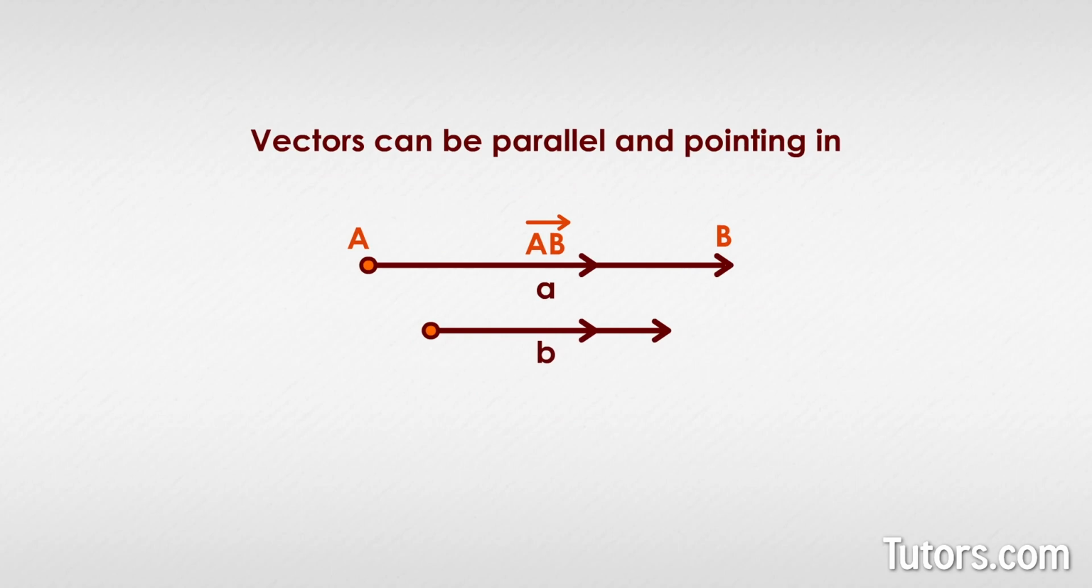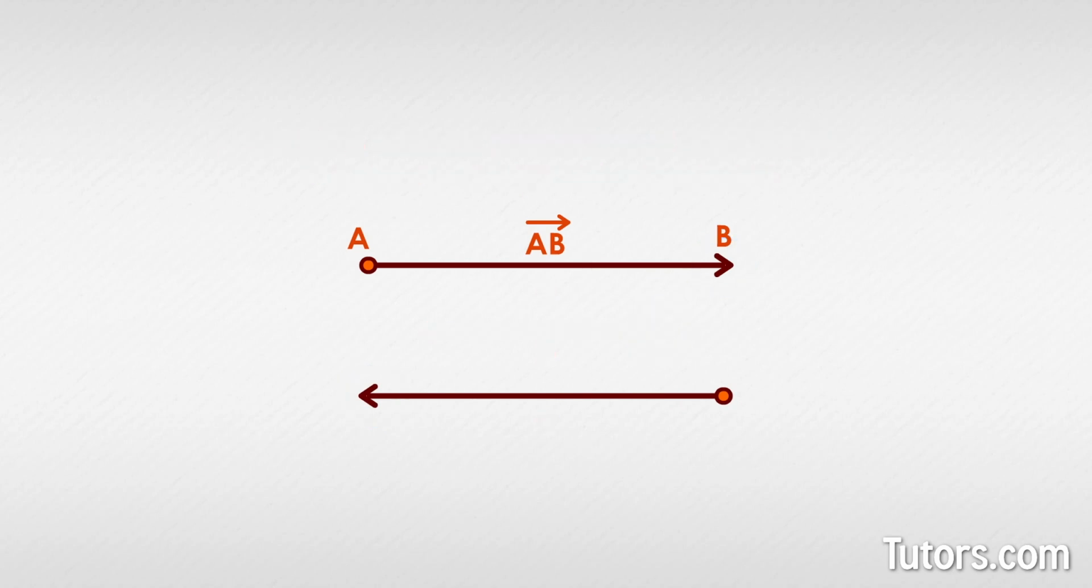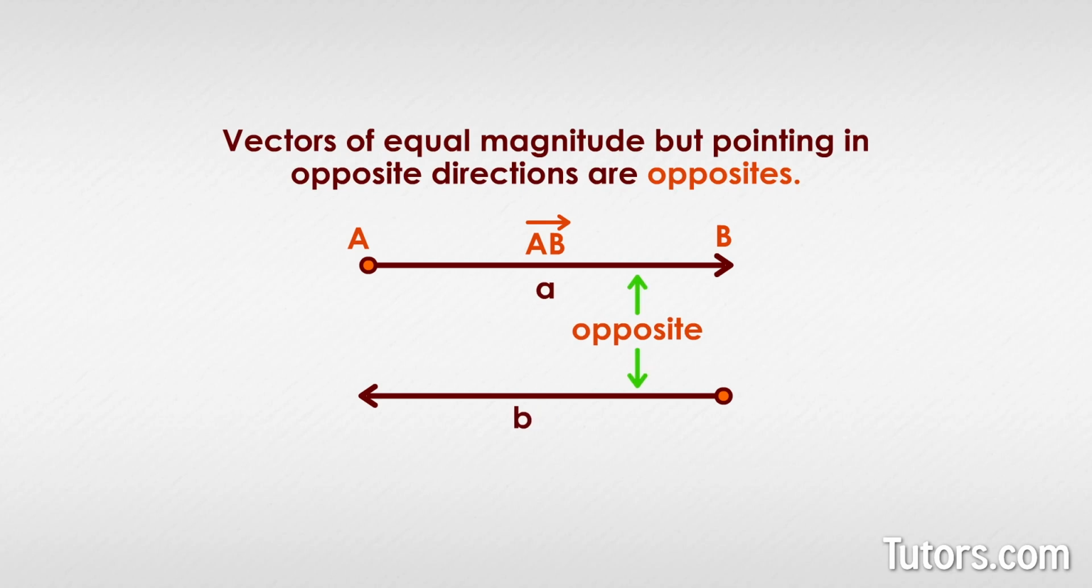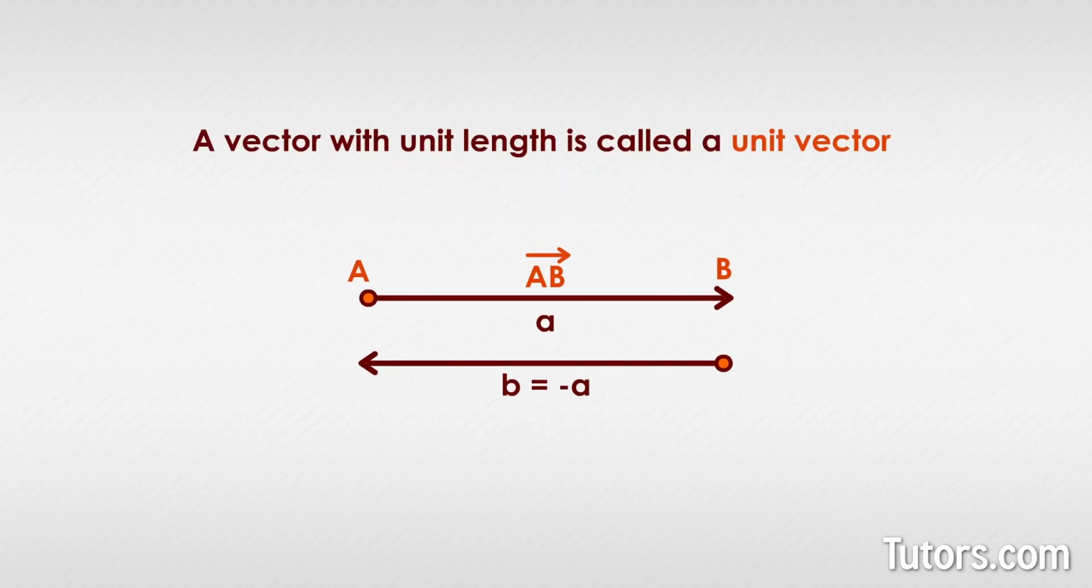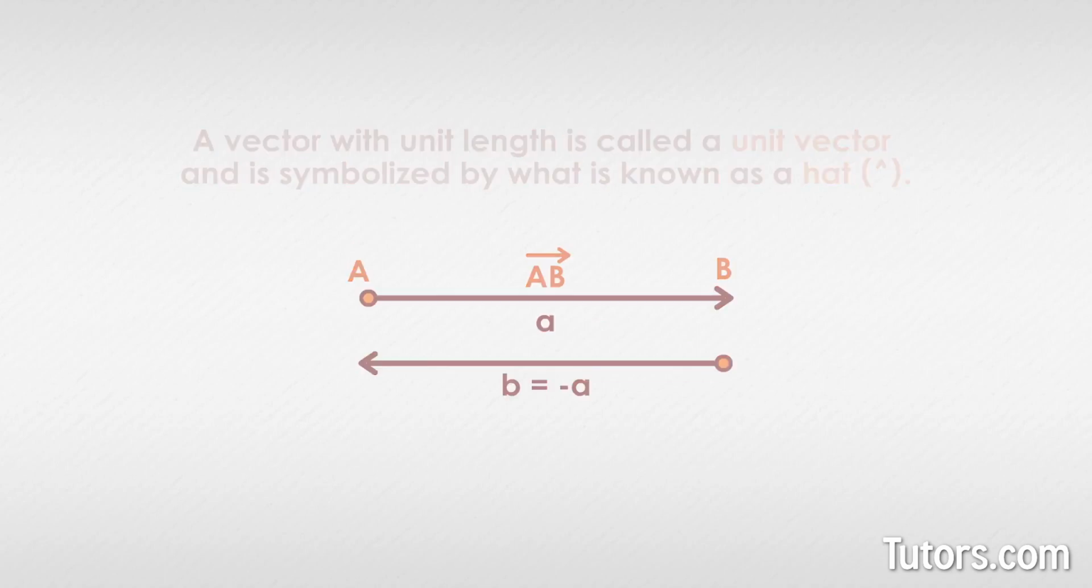Vectors can be parallel and pointing in the same or opposite directions. Look at the arrowheads. If you are given vectors, pay attention to the direction of the vector. Vectors of equal magnitude but pointing in opposite directions are opposites, so vector B can also be written as negative A, which negates the magnitude of A. A vector with unit length is called a unit vector and is symbolized by what is known as a hat.